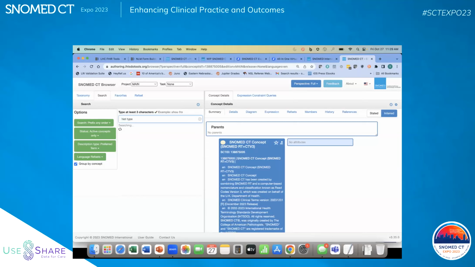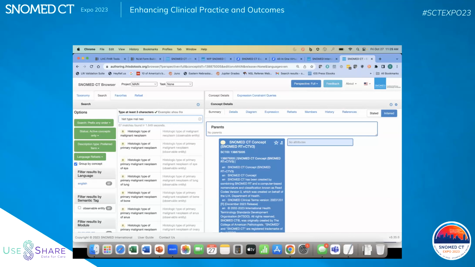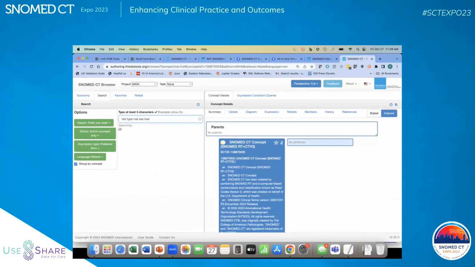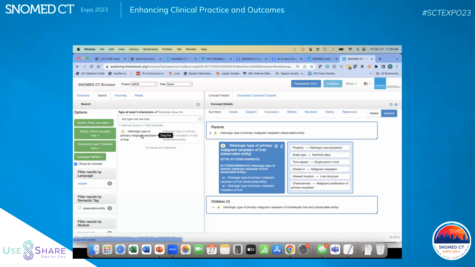All right, so if you would, pick a histotype, an organ that you care about? Sure. All right. Histologic type of primary malignant neoplasm of the liver. So how we've structured this, the only difference between stated and inferred at this point will only affect the parents.